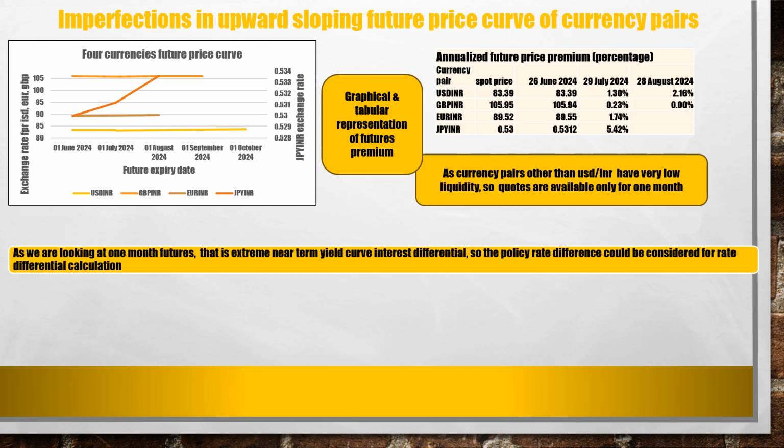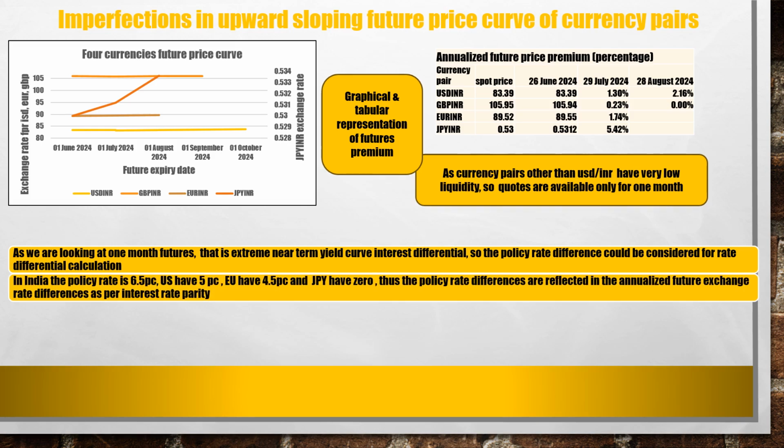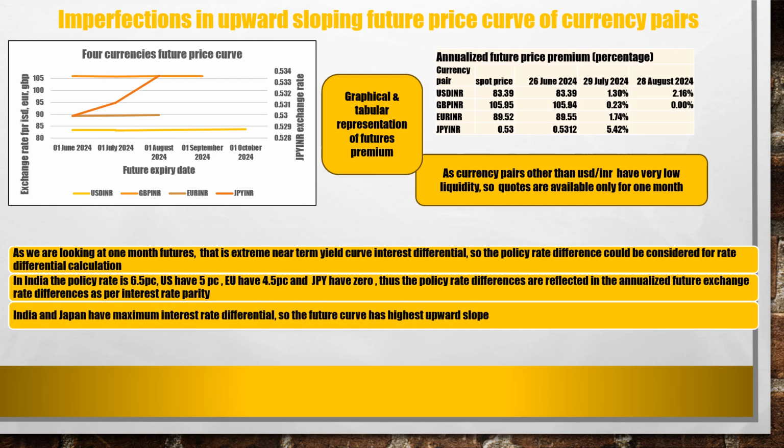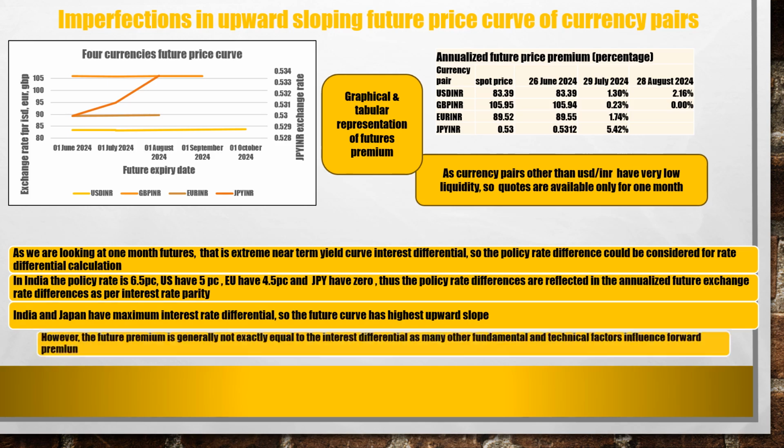As we are looking at 1 month futures, that is the extreme near-term yield curve, the policy rate difference could be considered for the interest rate differential calculation. In India, the policy rate is 6.5%, the US has 5%, the EU has 4.45%, and JPY is 0. Thus, the policy rate differences are reflected in the annualized future exchange rate differences as per interest rate parity. India and Japan have the maximum interest rate differential, so the futures curve has the highest upward slope. However, the futures premium is generally not exactly equal to the interest rate differential, as many other fundamental and technical factors influence the forward premium.